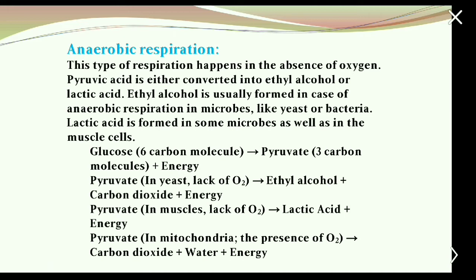So what happens is glucose, which is a 6-carbon molecule, gets converted into pyruvate, a 3-carbon molecule, releasing energy. Pyruvate in yeast, which has lack of oxygen, gets converted into ethyl alcohol, carbon dioxide, and releases energy. Pyruvate in muscles, which has lack of oxygen, gets converted into lactic acid and releases energy. Coming to pyruvate in mitochondria, in the presence of oxygen, it gets converted into carbon dioxide, water, and releases energy.